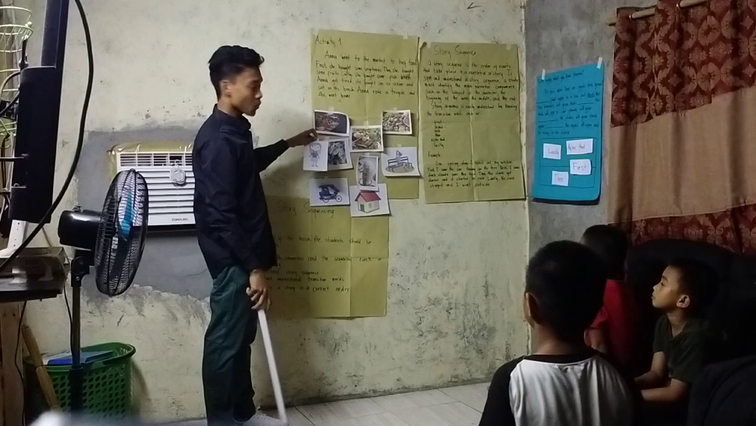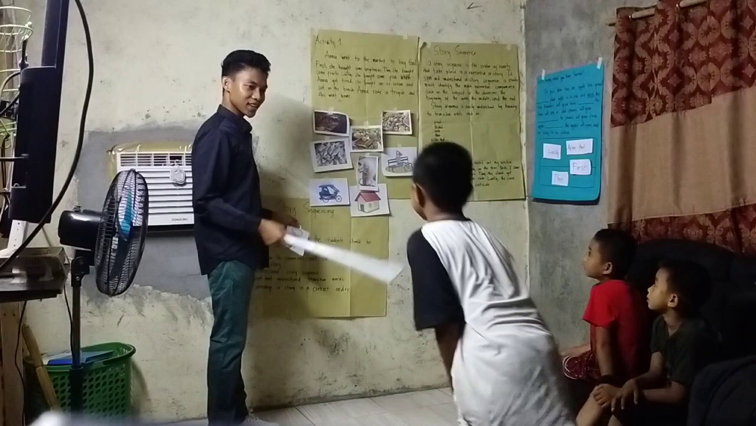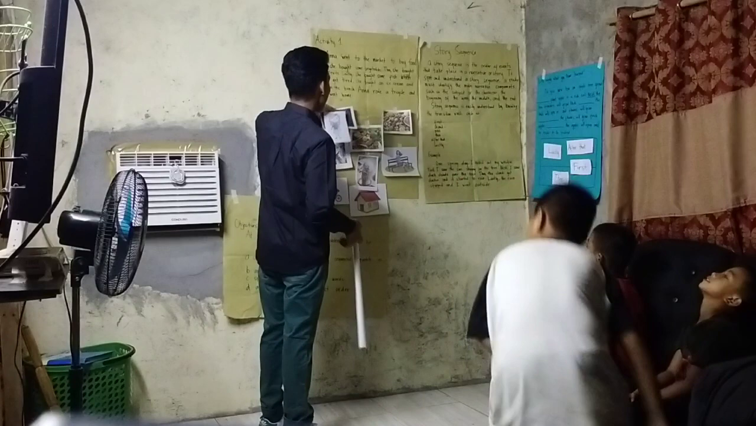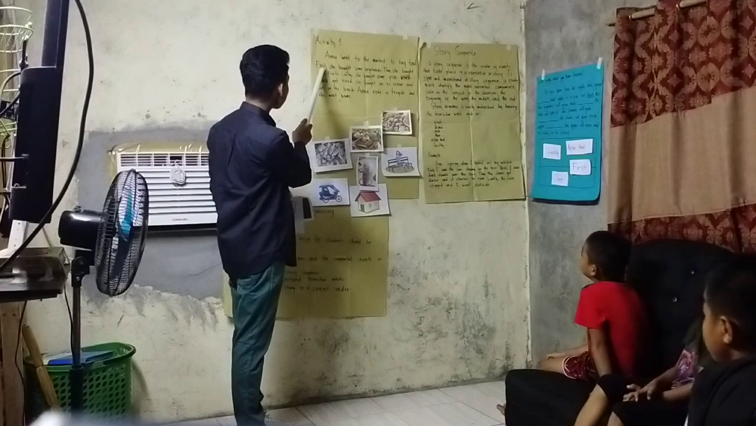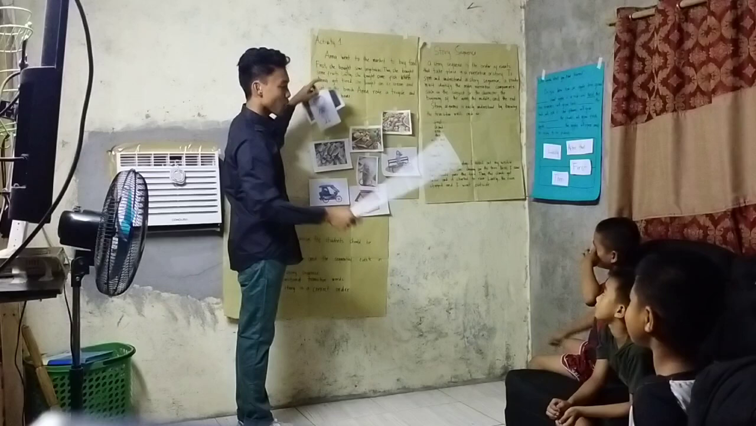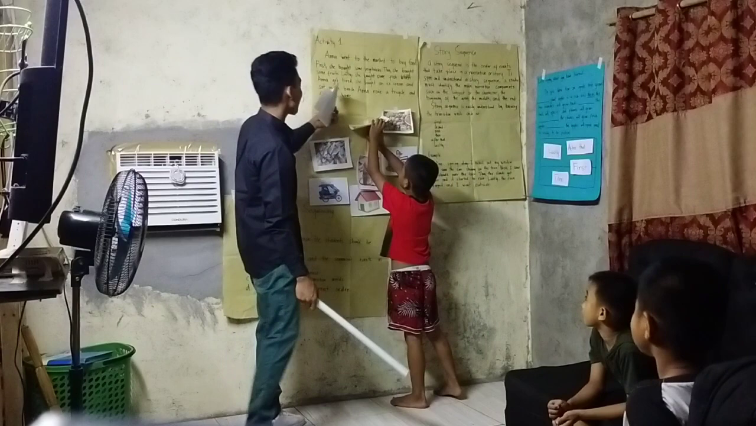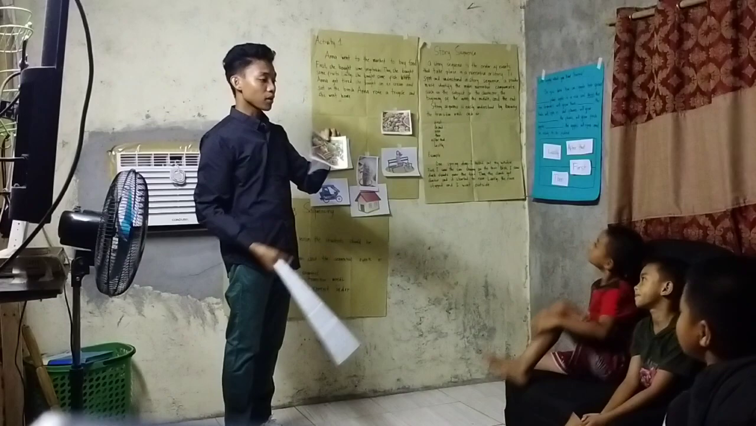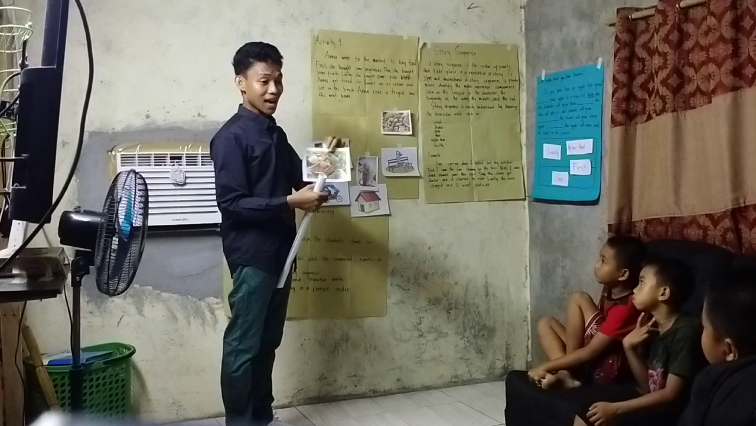Where did Anna go? Market. Went to the market. Where is the market? JR. Okay, very good. So, Anna went to the market. The second one, she bought some vegetables. What did Anna buy first? Vegetables. Where are the vegetables, friends? Okay, very good, Prince. This is the vegetable. So, the vegetables is the first food that Anna bought.